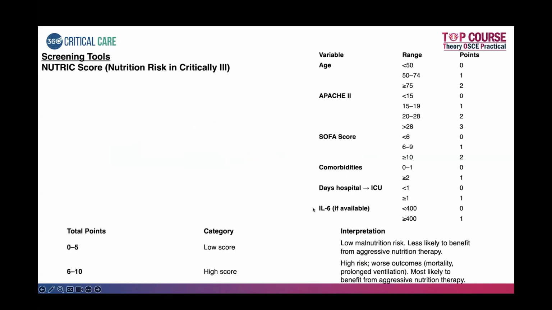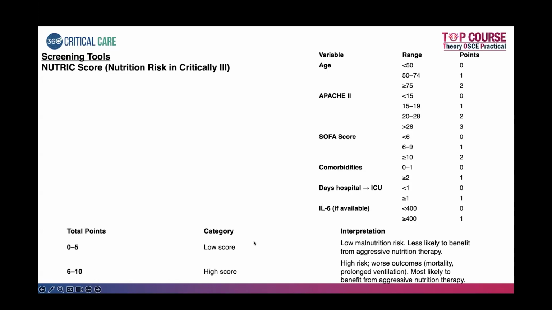So it has 6 parameters: age, the APACHE score, SOFA score, the comorbidities, the days from hospital stay till ICU admission, and IL-6 if it is available. So the total score can be calculated from 0 to 10, where 0 to 5 would indicate a low score, and 6 to 10 would indicate a high score.